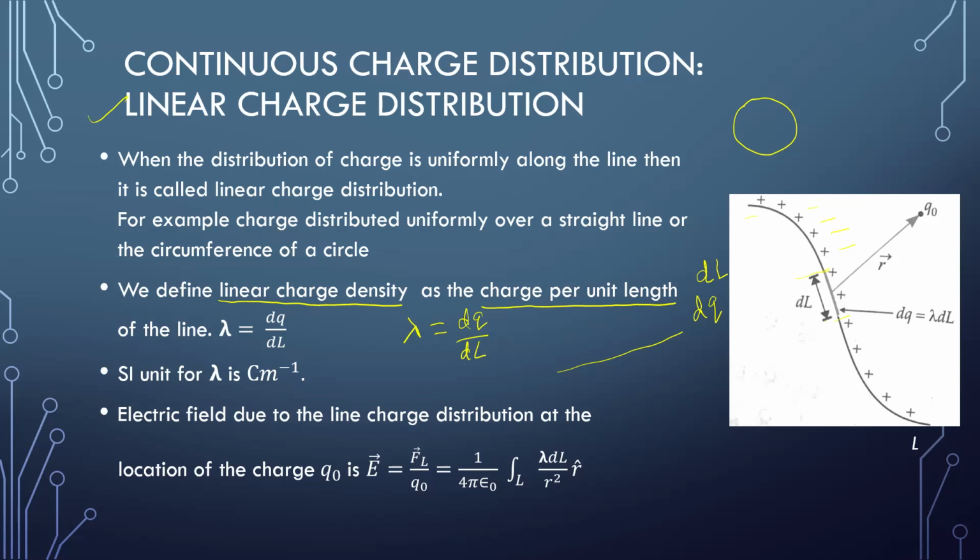If we consider the entire line, then the line length is L, and if the entire charge which is distributed is Q, then in that case Q by L will be called your lambda, that is your linear charge density. What will be the unit of linear charge density? Charge is measured in coulomb and meter is the unit for length. So coulomb per meter will be the unit for linear charge density.